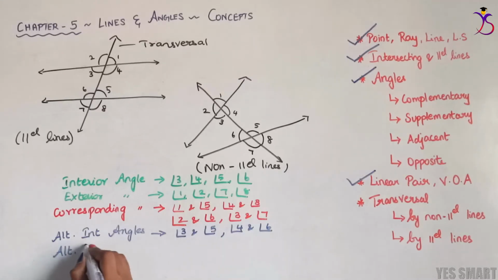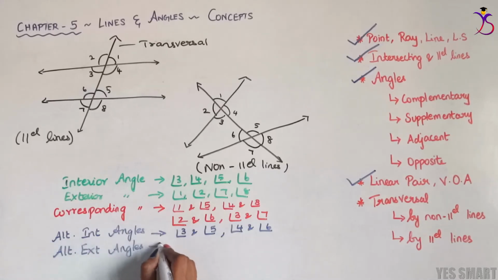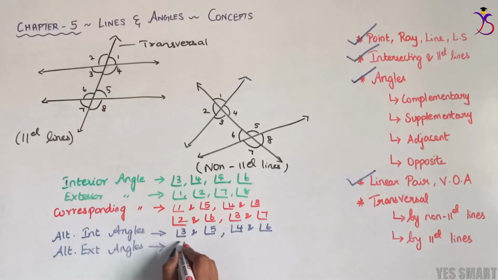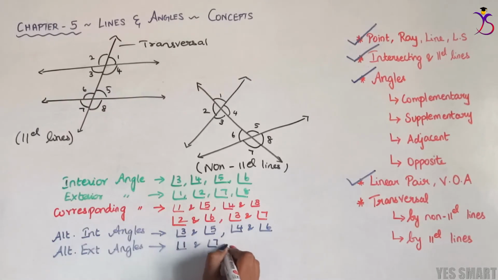Now the next category is alternate exterior angles. Similar to alternate interior angles, alternate exterior angles also lie alternate to each other, that is diagonal to each other, but in exterior position. Therefore, on observing the example, the alternate exterior angle of angle 1 is angle 7 because it lies alternate and also exterior. Similarly, angle 2 and angle 8, as they are exterior and alternate in position.